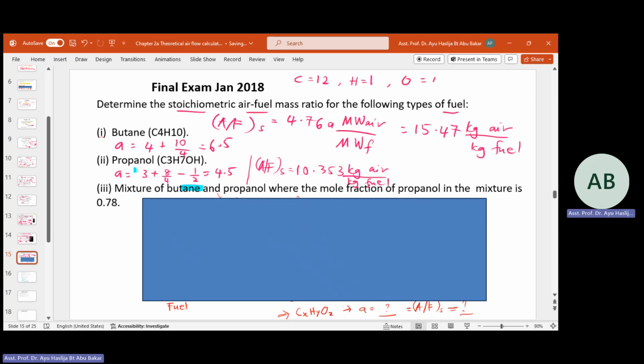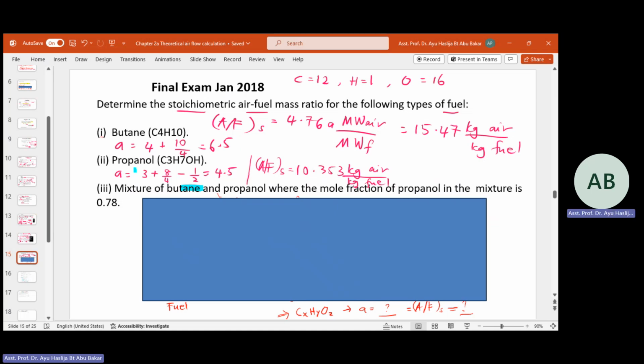Molecular weight for oxygen is 16. Yes, correct. Okay. This is when the fuel is a single fuel.